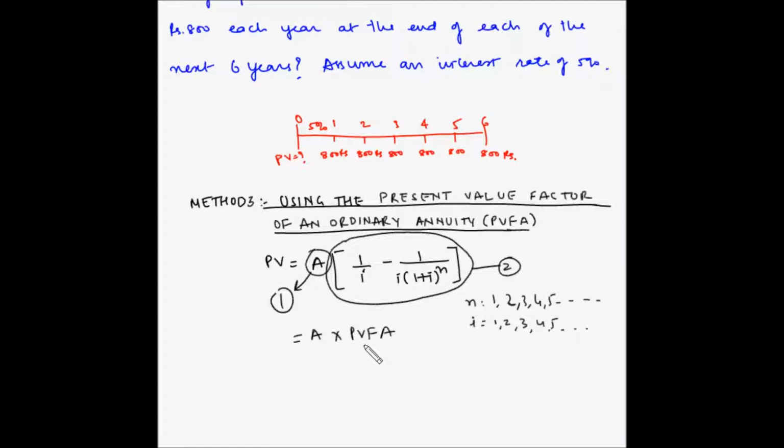Now let's look at this table to find the value of present value factor of an annuity for our case. In our case, N is 6 and I is 5.